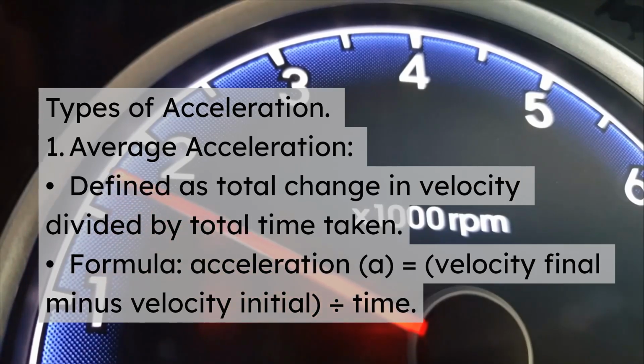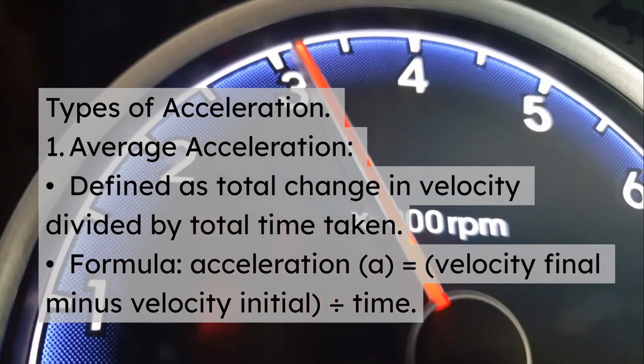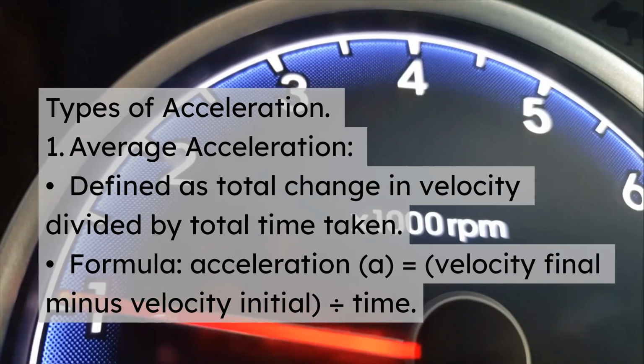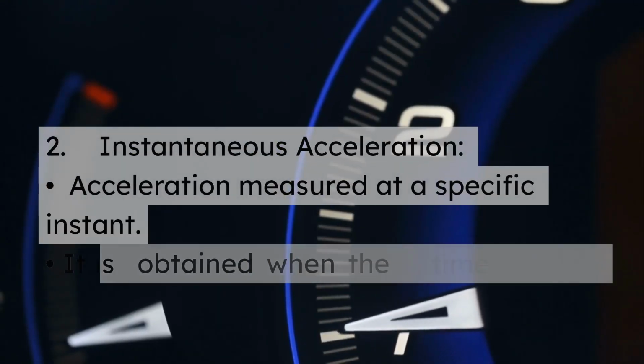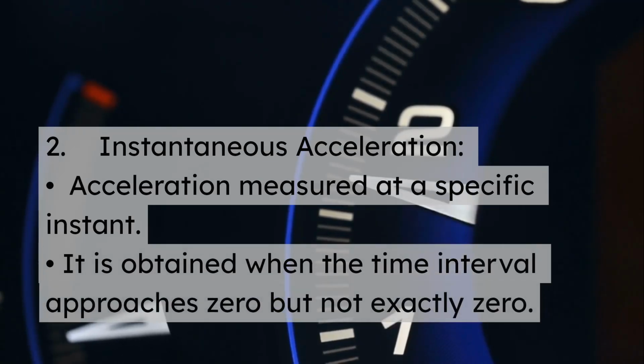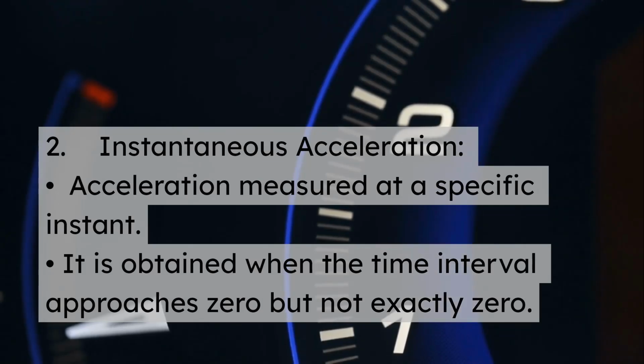Formula: acceleration equals velocity final minus velocity initial, divided by time. 2. Instantaneous acceleration. Acceleration measured at a specific instant. It is obtained when the time interval approaches zero but is not exactly zero.